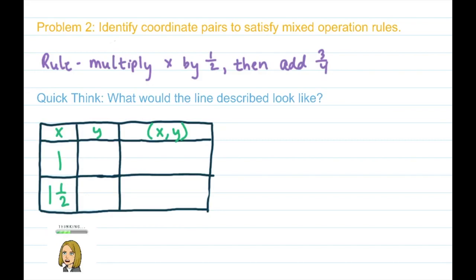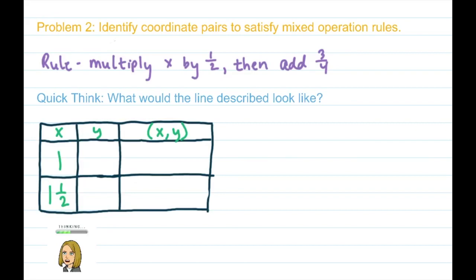Amazing ideas. I would like to highlight a couple. So some people notice that it's a mixed operation, so it will not go through the origin. Also, the rule has you multiply by 1/2 first. Multiplying by 1/2 will be a line that is less steep than multiplying by a whole number. Interesting. So let's go ahead and explore what this rule would look like.